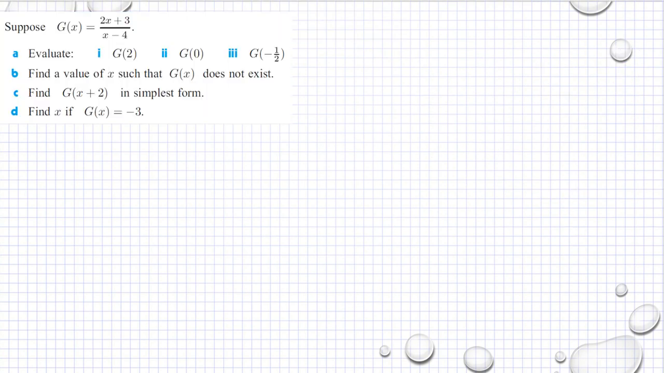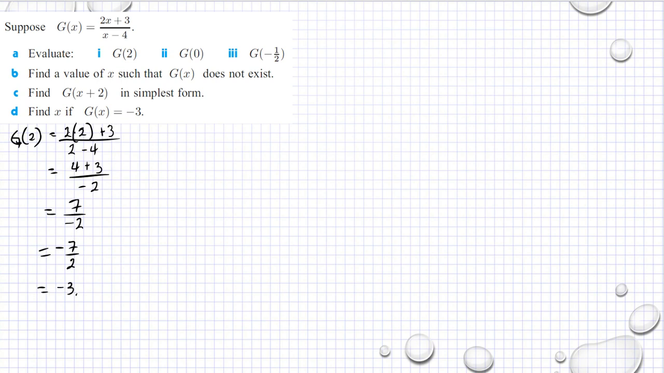Next example, evaluate g of 2. So we have g of 2. I hope you see my g. The value of our x now is 2. So we have 2 times 2 plus 3 divided by x minus 4. By the way, this is a function called the rational function. Okay, our x is 2. Then we have 4 plus 3 divided by negative 2. Then we have 7 divided by negative 2, and we have negative 7 divided by 2, or negative 3.5.